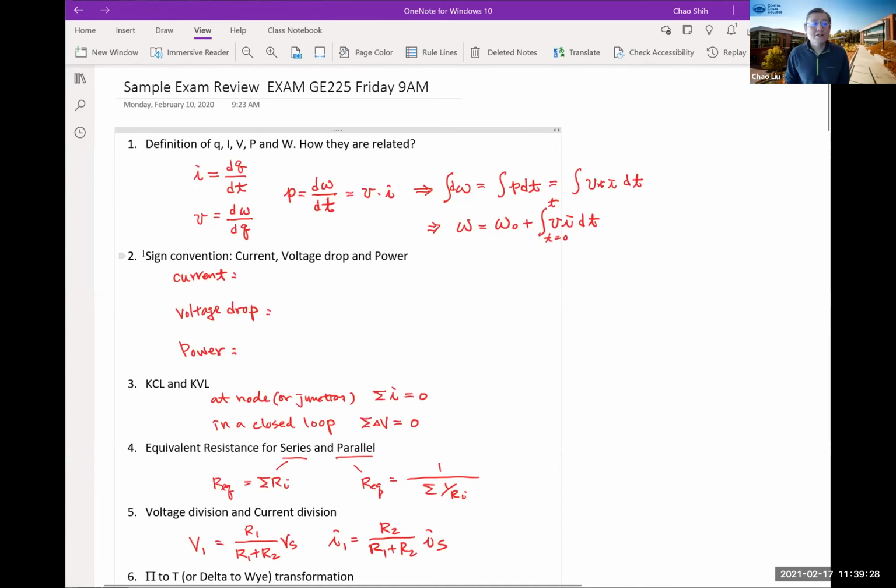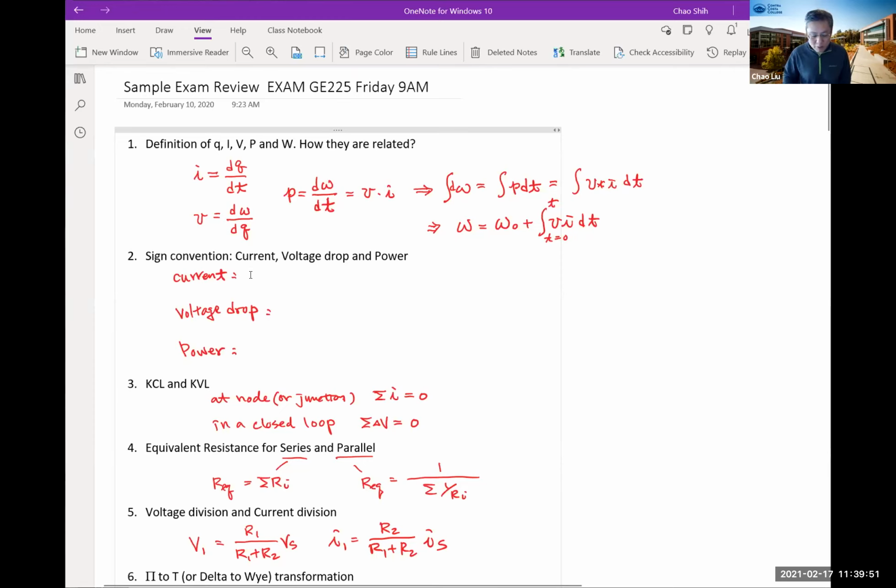Sign convention, this is important. How do we define the direction of the current? How do we define the direction of the voltage drop? All those things you should know. And if you're not sure, you can look at the sign convention worksheet, or you can go back to our lecture to make sure you understand that.